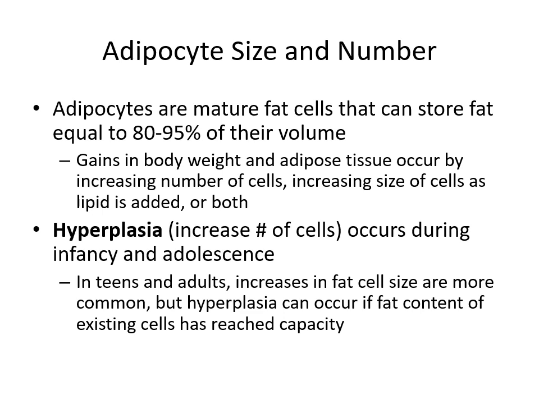So looking at adipocyte size and number. So adipocytes are mature fat cells that store fat equal to 80 to 95% of their volume. And so gains in body weight and adipose tissue occur by an increase in the number of cells, increase in the size of the cells, or both. So we have what's known as hyperplasia, and so this is an increase in the number of cells, and this occurs during infancy and adolescence. And so in teens and adults, increases in fat cell size are more common, but hyperplasia can occur if the fat content of the existing cell has reached capacity.